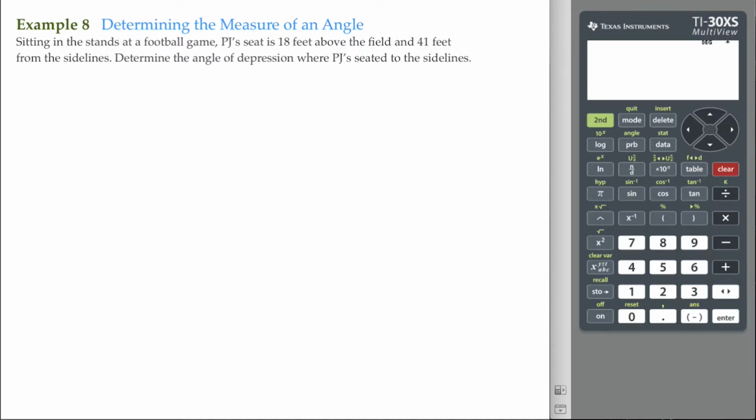So for this example, it says that sitting in the stands at a football game, PJ's seat is 18 feet above the field and 41 feet from the sidelines. Determine the angle of depression where PJ's seated to the sidelines.